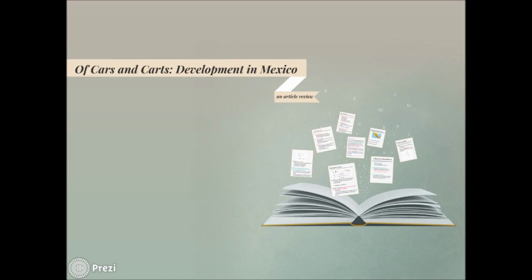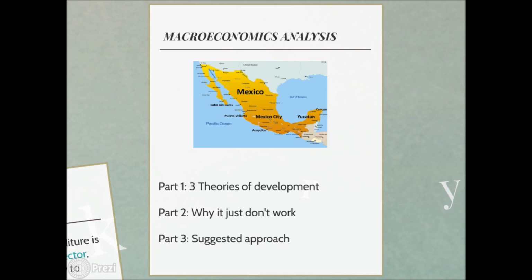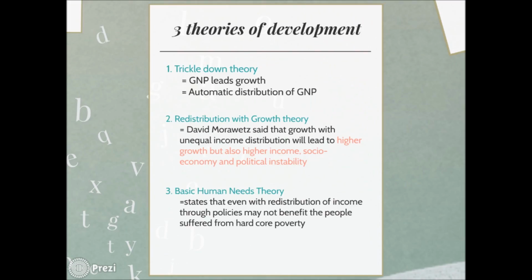Today I am going to talk about the macroeconomic analysis for our article review of cars and carts development in Mexico. In this macroeconomic analysis part, first I'm going to talk about the three theories of development and why in Mexico it just doesn't work, and how the Mexican government can battle this problem. So first, the three theories of development.